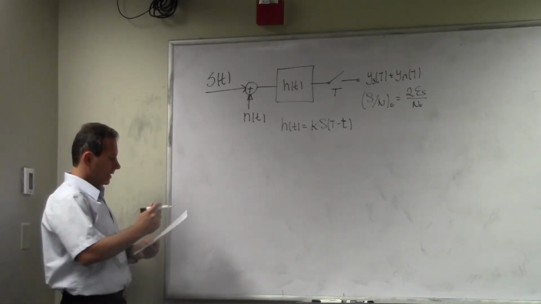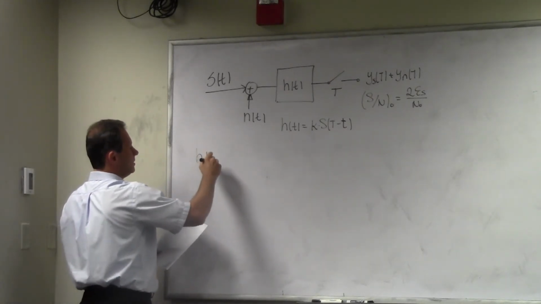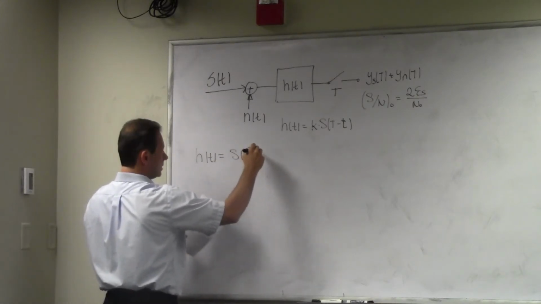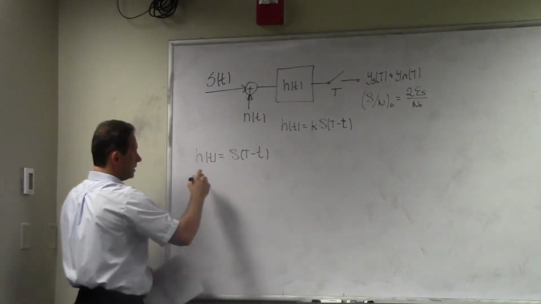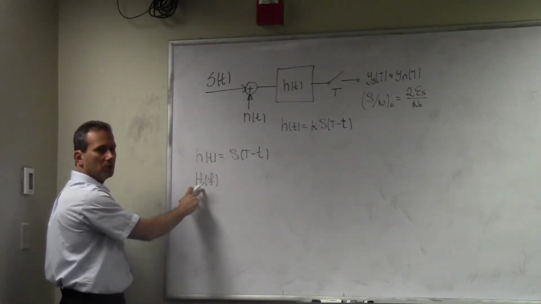All right, so let's look at what happens here. H of t is s of t minus capital T. Therefore, your H of f, which is, if this is an impulse response, how do we call H of f?